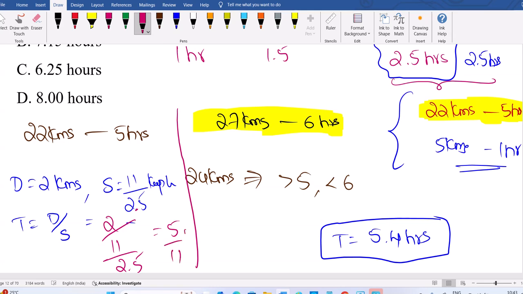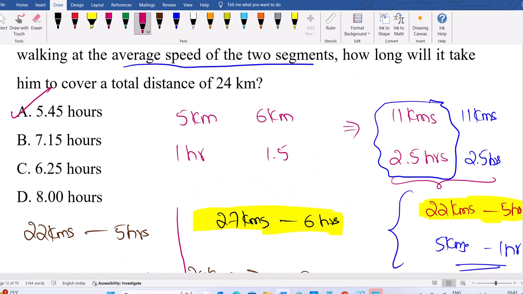5 by 11 of an hour. 5 by 11 means 11 times 4 is 44, then still 6 pending, it will be 0.45, 45, 45, it will keep going. Then it is 5.45. They said same average speed, same average speed they are maintaining. Now this is still continuing, 5.45, 5.45, like that it keeps going.